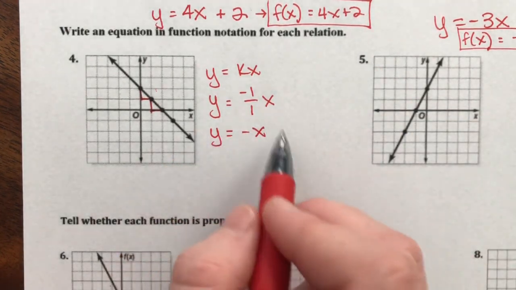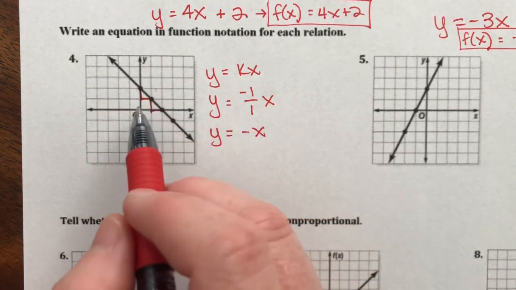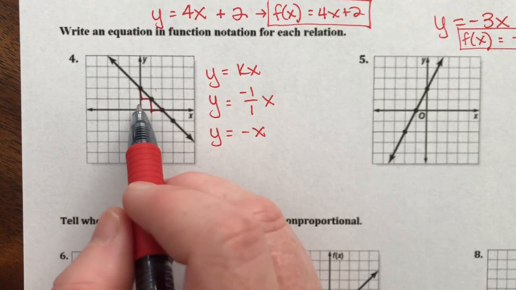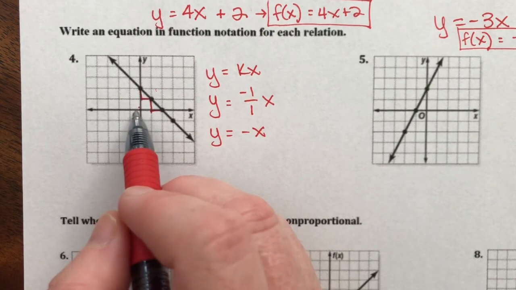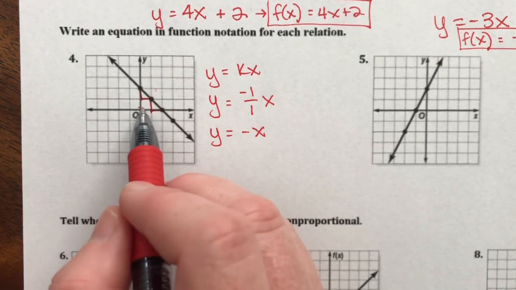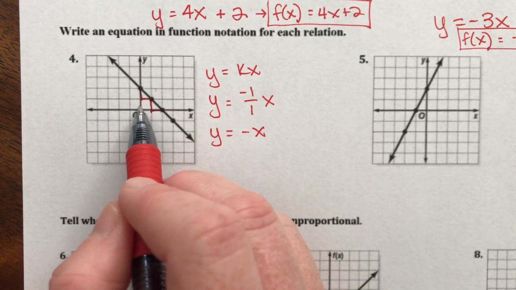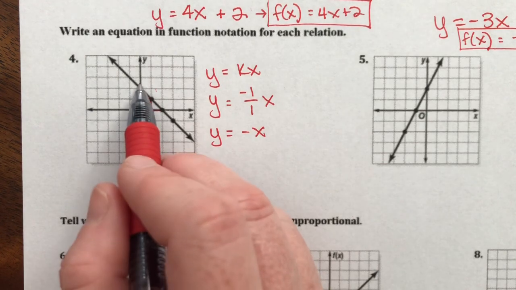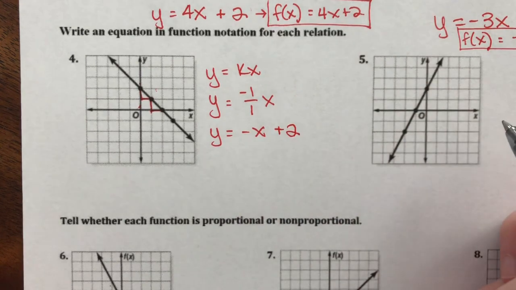But I'm not done there. That's if this line was proportional. If it goes through the origin, it's proportional. But our line doesn't go through the origin. So what did I do to the line? Which direction did I move it, up or down, if it started here at 0, 0? I moved it up 2, right? I went up the y-axis 2. So I have to add 2 onto the end of my equation.